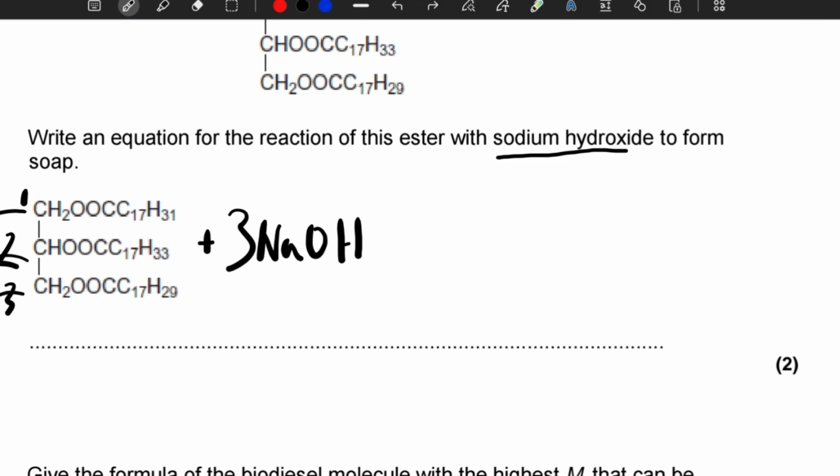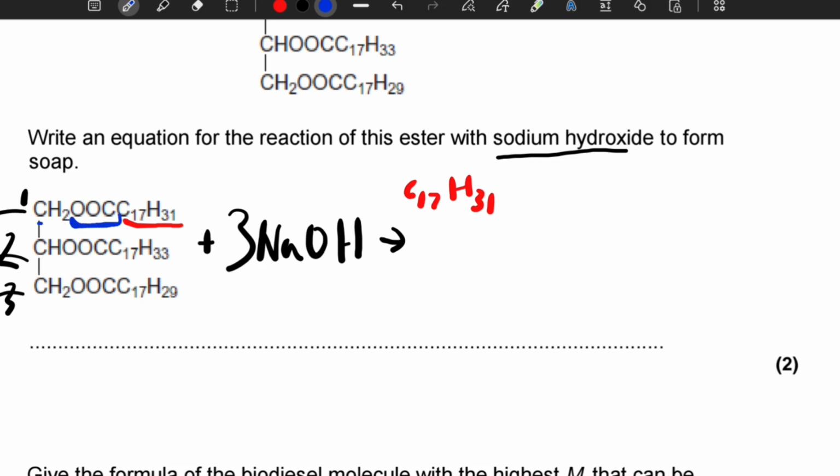Now, this is the part where you need to draw in reverse. This is what most students get wrong, and this is only 2 marks, so you're going to get this right. When we mean writing in reverse, you see this here in red? You're going to write it in reverse. So that's going to be C17H31, and then you write everything else the same.